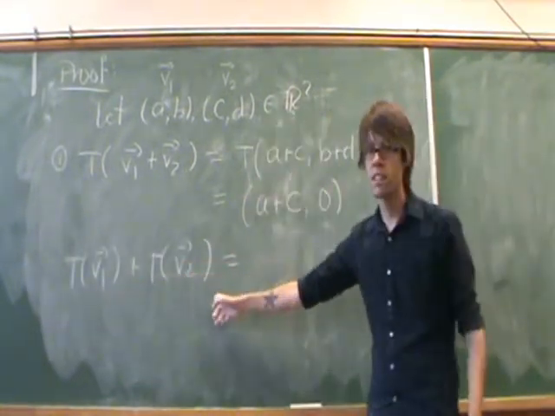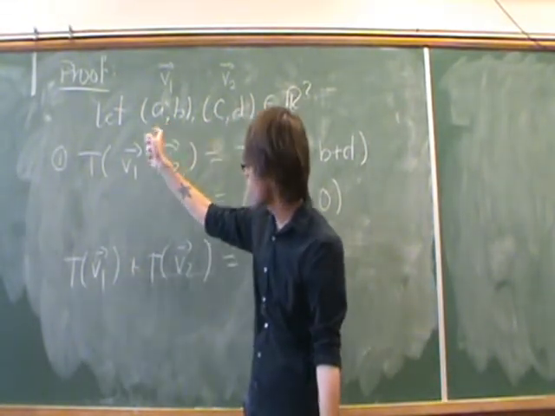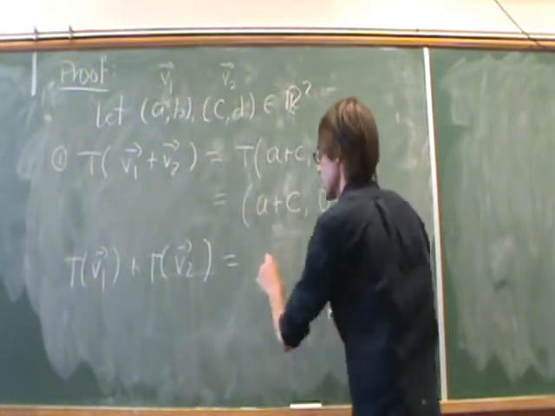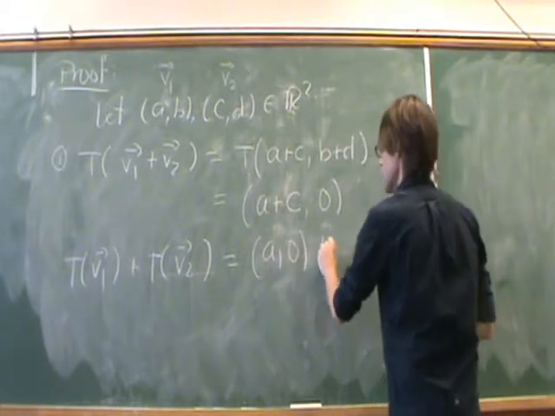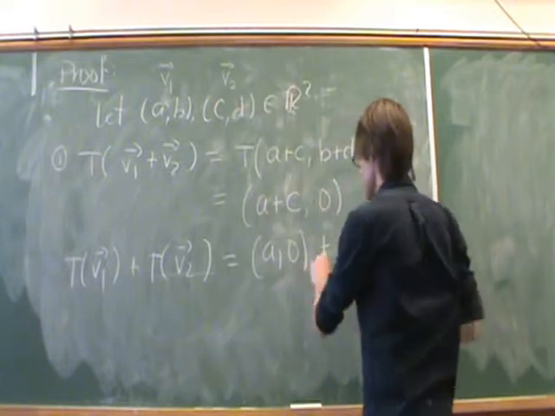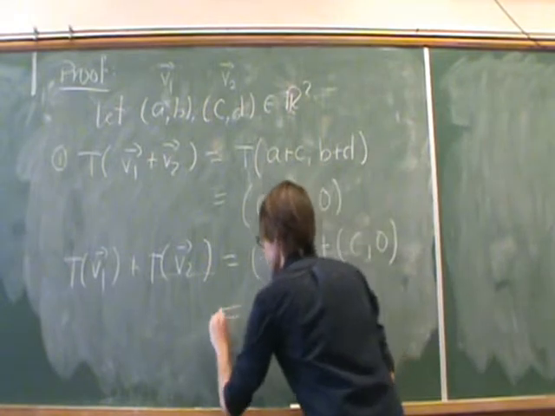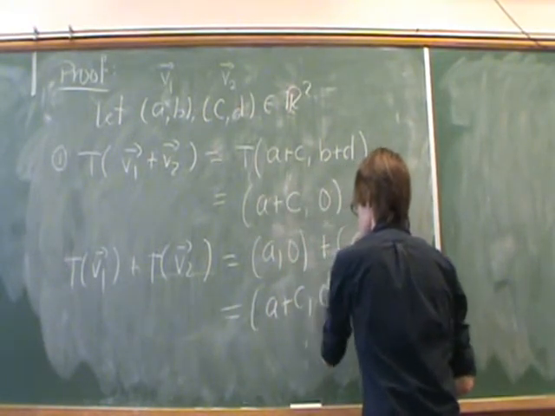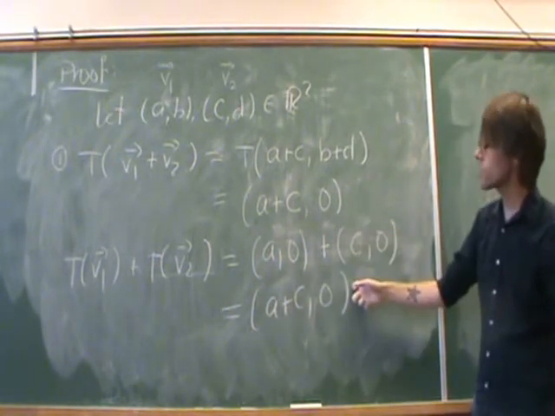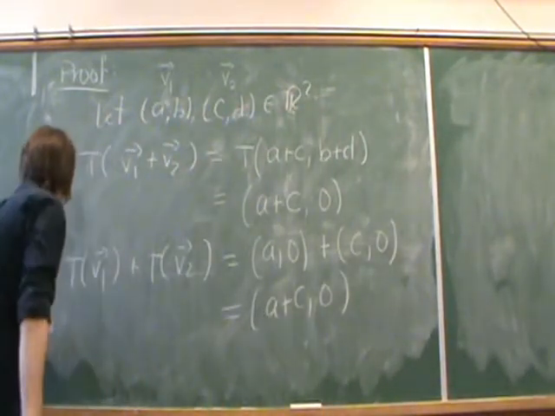So let's evaluate the other expression next. How does T work on this vector up here? Well, by definition, T sends the second component to 0. And it's going to work in a similar way on this vector up here. It's going to send that second component to 0. And we can add up these vectors, and we're going to get A plus C and 0 as that second component. So you can see that these two expressions are equal. So T satisfies property 1.